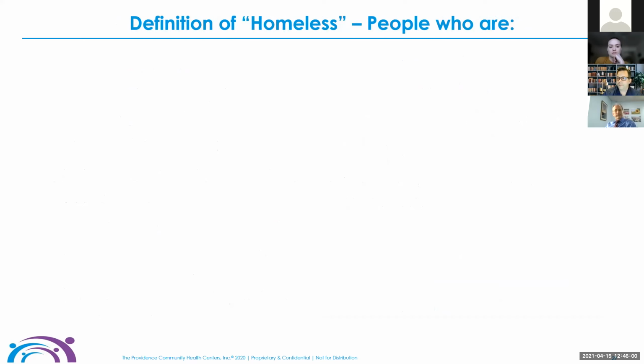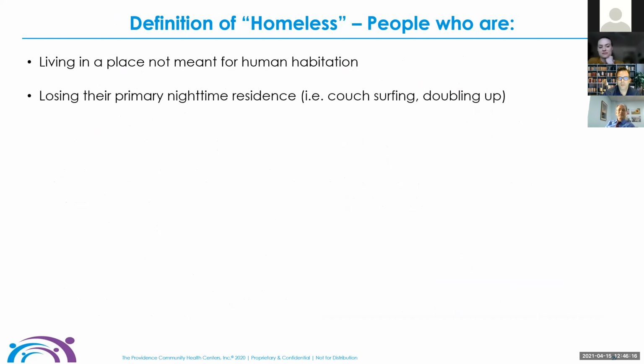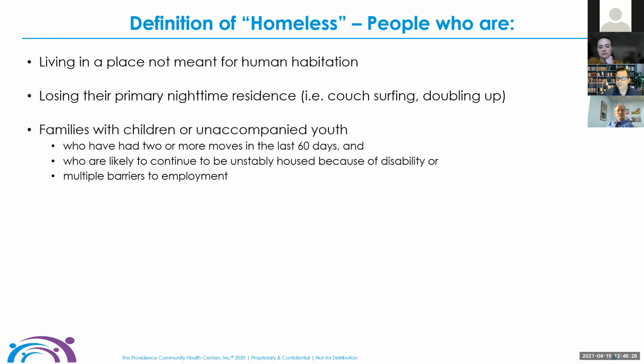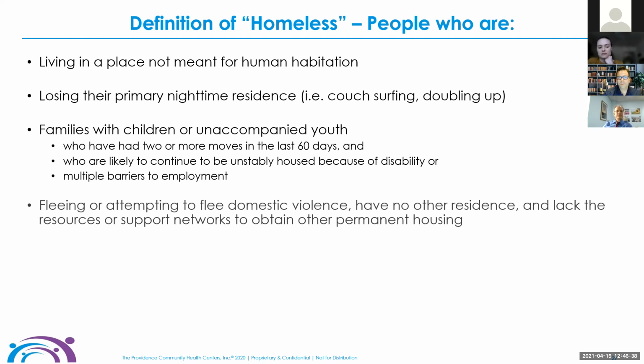Homelessness. All right, how many people think they know what homelessness is defined as? I'm not going to wait for you to answer. It's okay. Here we go. I have living in a place not meant for human habitation. I have losing my primary nighttime residence, living on a couch or doubling up with somebody who didn't necessarily plan on me living there. I have families with children who are, or unaccompanied youth who had 2 or more moves in the last 60 days and who are likely to continue being unstably housed because of disability, multiple areas of employment. I have fleeing or attempting to flee domestic violence, have no other residence, and lack the resources or social networks to obtain permanent housing.